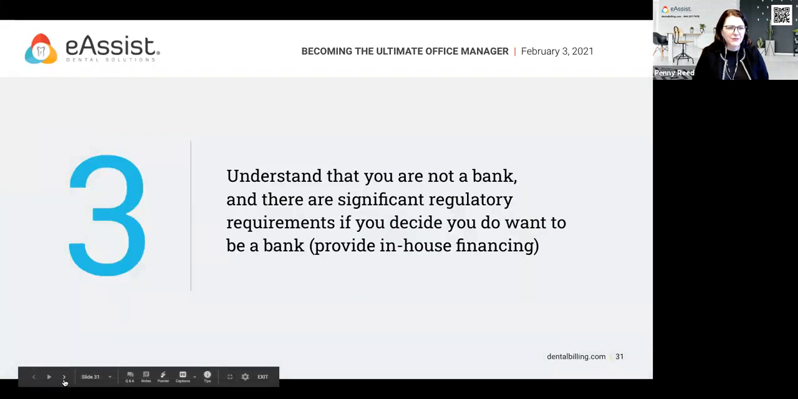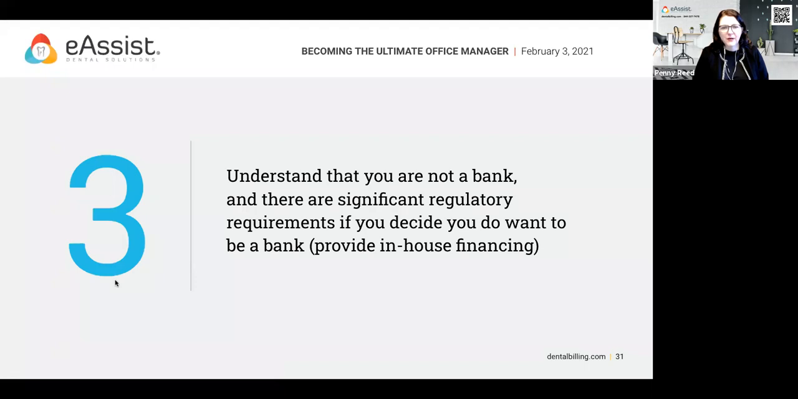So let's dig a little bit deeper into that. We want to understand that we're not a bank, and that there are significant regulatory requirements if you do decide that you want to be a bank and provide in-house financing. So when I say written financial agreement, I don't necessarily mean that you're having them sign how they're going to pay you in payments. Okay. I would never recommend that you are a bank.